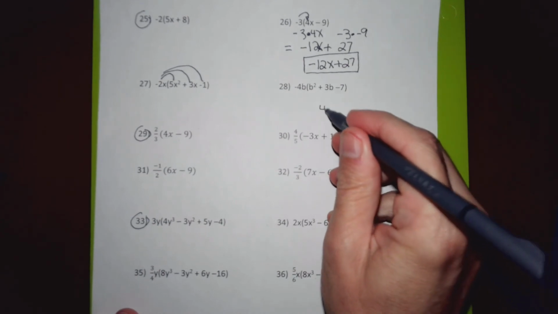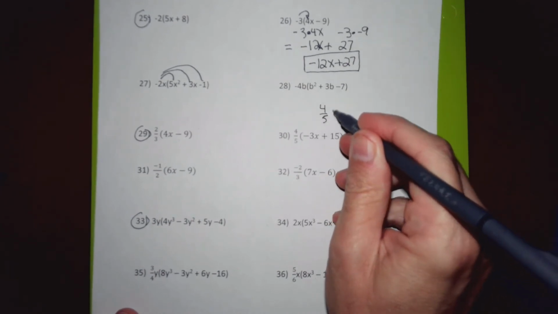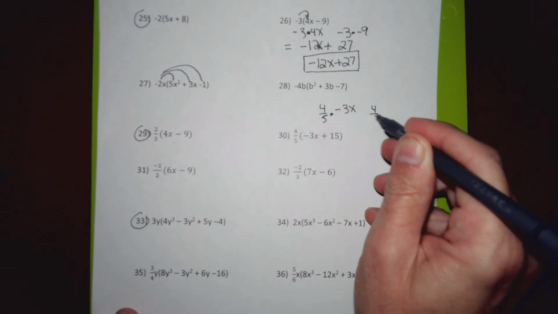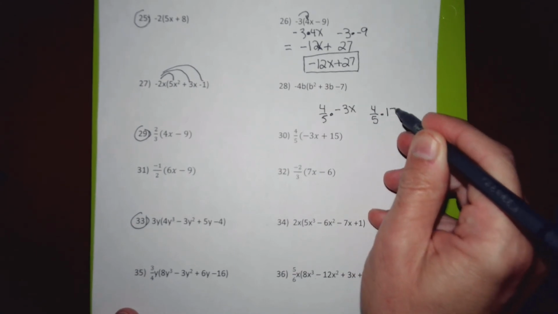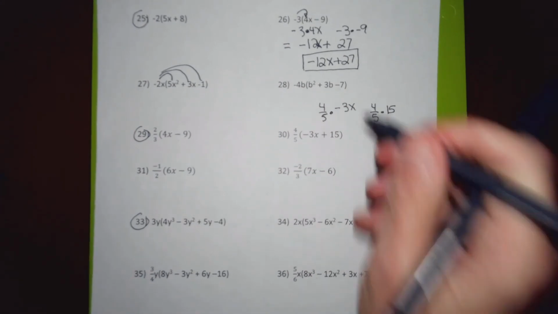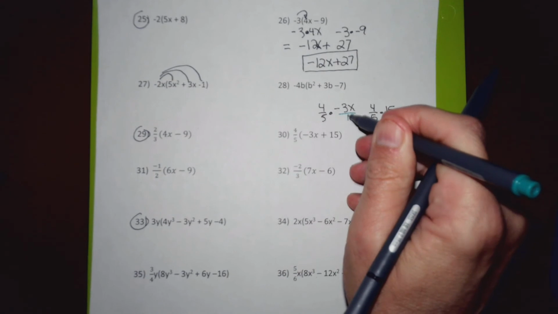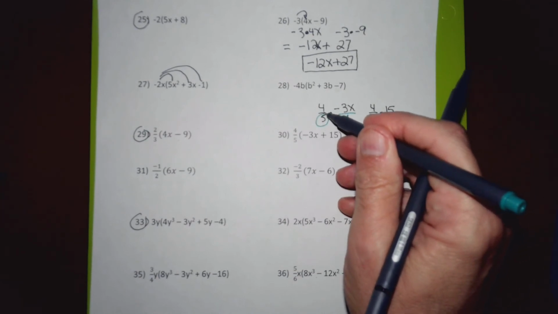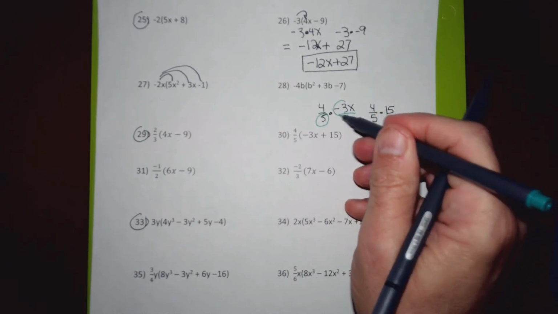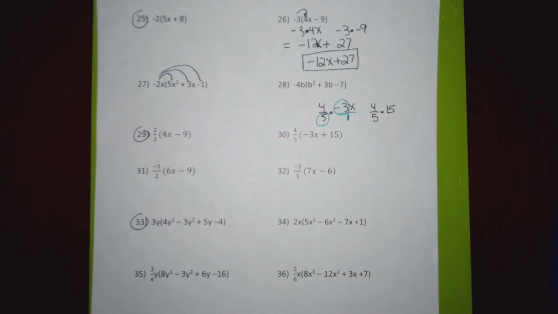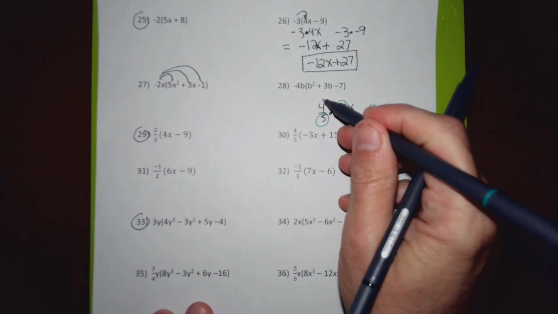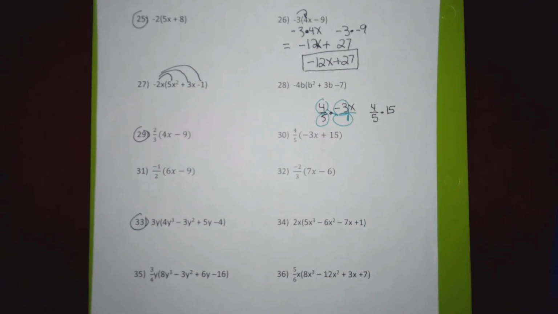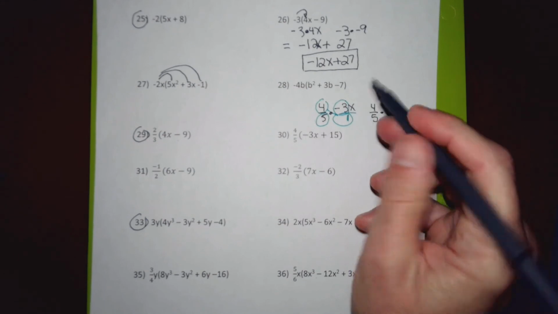And for 30, I have to do 4/5 times negative 3x. And I have to do 4/5 times 15. For the first multiplication, I'm going to take this negative 3x and write it as negative 3x over 1. And I look to see if I can cancel. I look at the 5 in my left denominator and the negative 3 in my right numerator. If those were cancelable, I would reduce. Similarly, I look at the 4 in the left numerator and the 1 in the right denominator, and those aren't cancelable. So what I'm going to do now is multiply the 4 and the minus 3 and get minus 12.